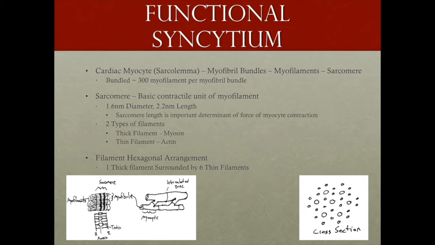Sarcomeres are made up of numerous structures. The two most important are filaments, and your two filaments are your thick filaments, which is myosin, and your thin filament, which is actin. And these filaments are arranged in a hexagonal arrangement such that for every thick filament, there are 6 thin filaments surrounding it.